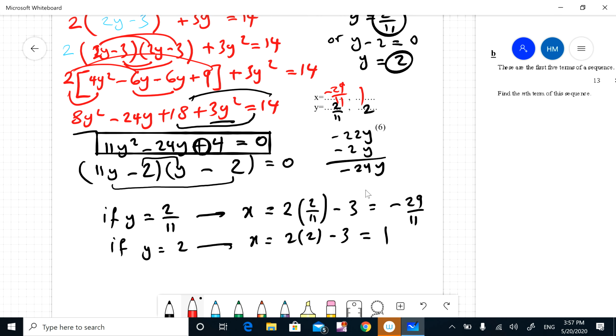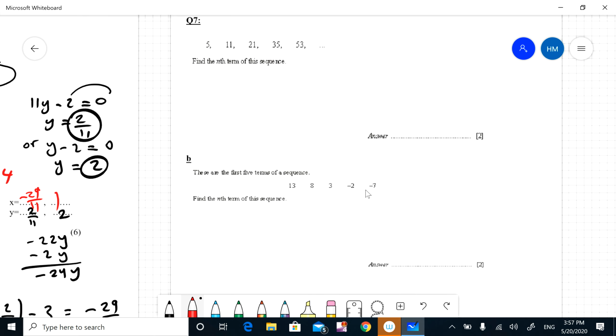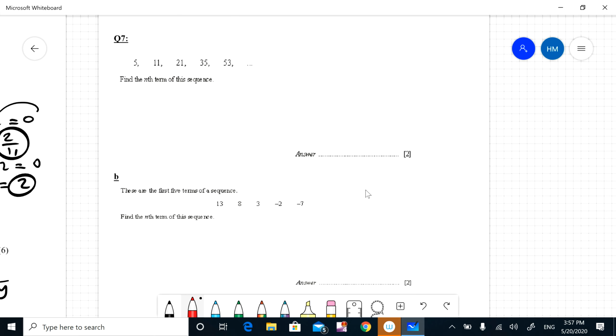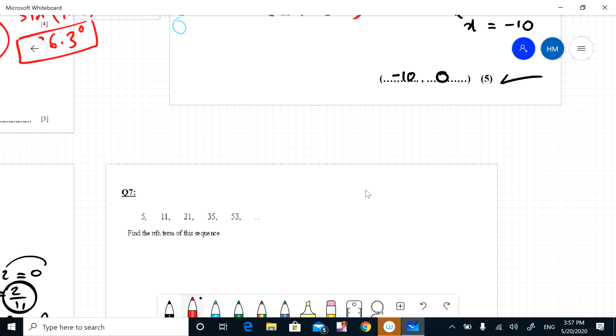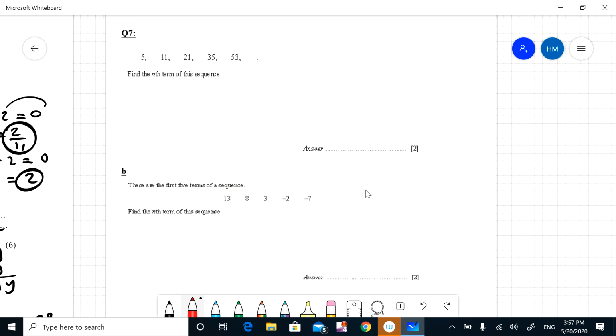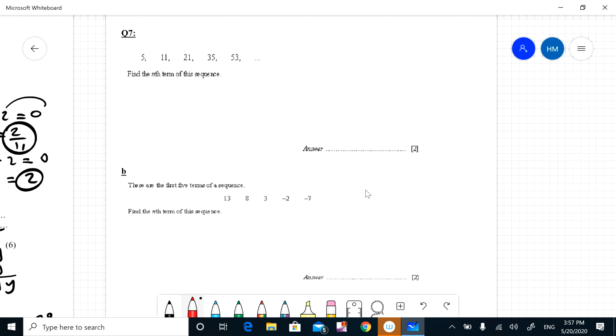Let's go to question number 6. Question number 7, it's about sequences. In this sequence, is it arithmetic? No, because we don't have the same difference each time. Is it geometric? If you divide 11 by 5, it's not like 21 over 11. I will try if it's quadratic or not.